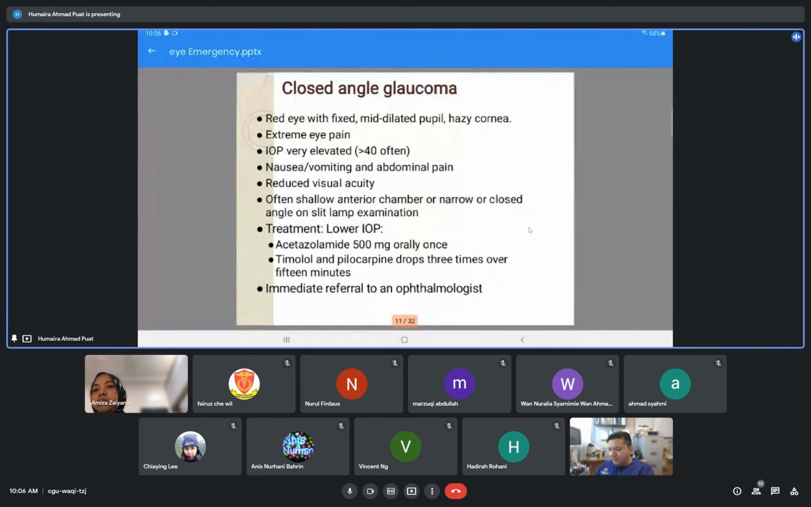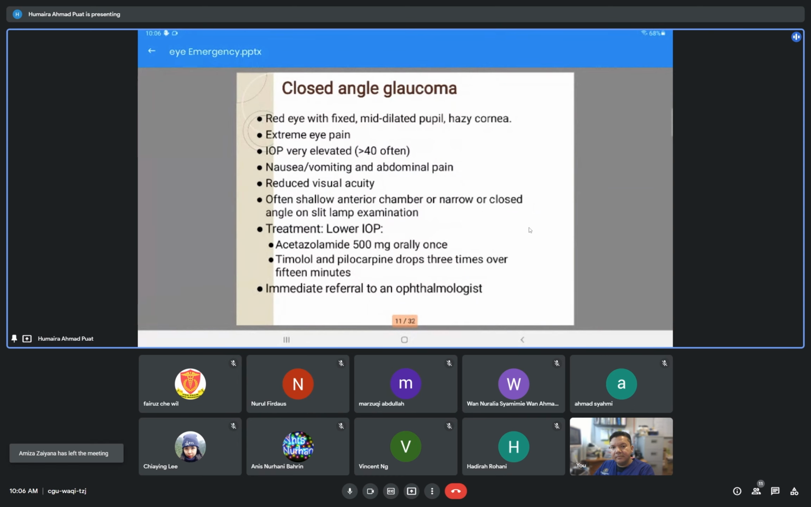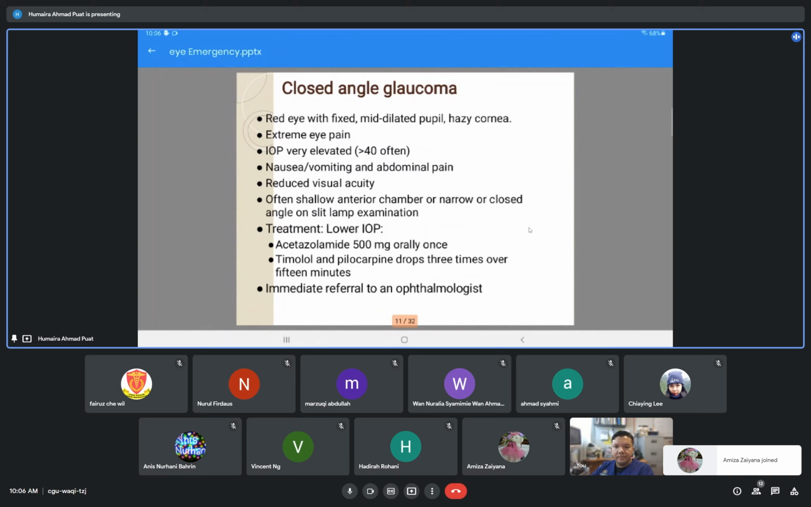Okay. Red eye with fixed mid-dilated pupil and hazy cornea, which usually presents in patients with closed angle glaucoma lah. And then patient has extreme eye pain, and the pressure is usually very elevated, more than 40. And then patient presents with nausea, vomiting, and abdominal pain, reduced visual acuity, often shallow anterior chamber, or narrow or closed angle on slit lamp examination. This one usually is Ophthal's finding lah, because you don't have the slit lamp in ED.